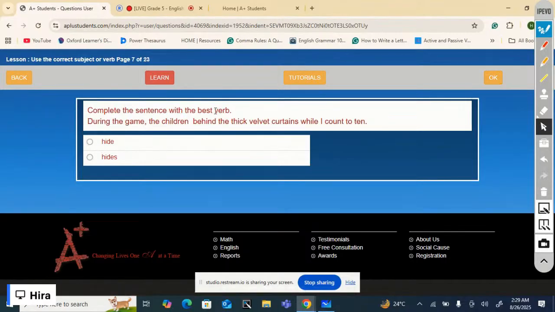Now complete the sentence with the best verb. During the game, the children blank behind the thick velvet curtains while I count to 10. Hide or hides. Now the subject is the children. Children. Focus on this subject. Is it singular or plural subject? Choose wisely. Hide or hides. What is the best verb?